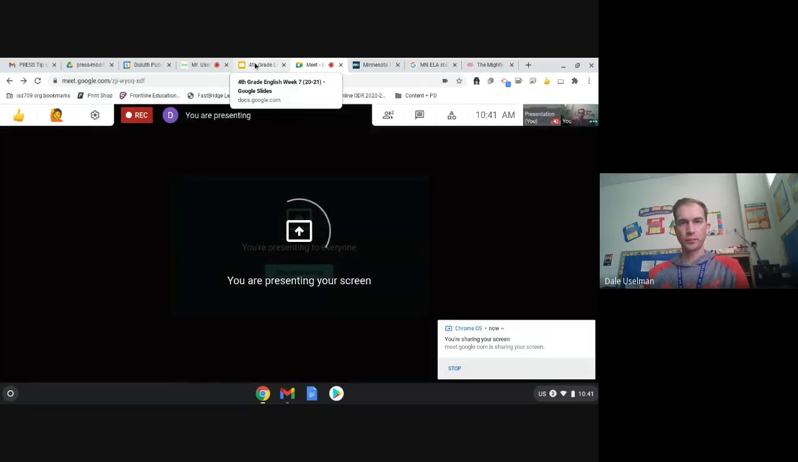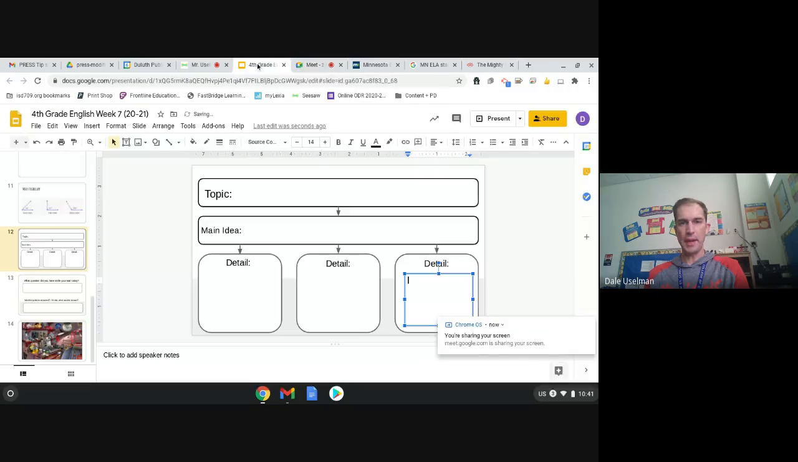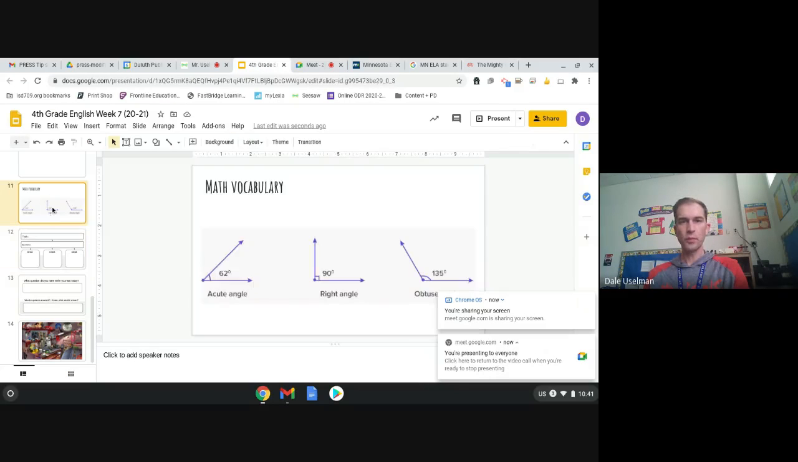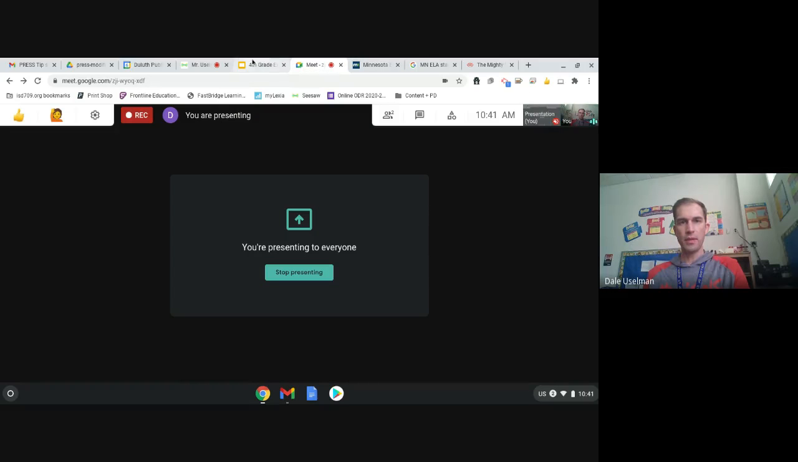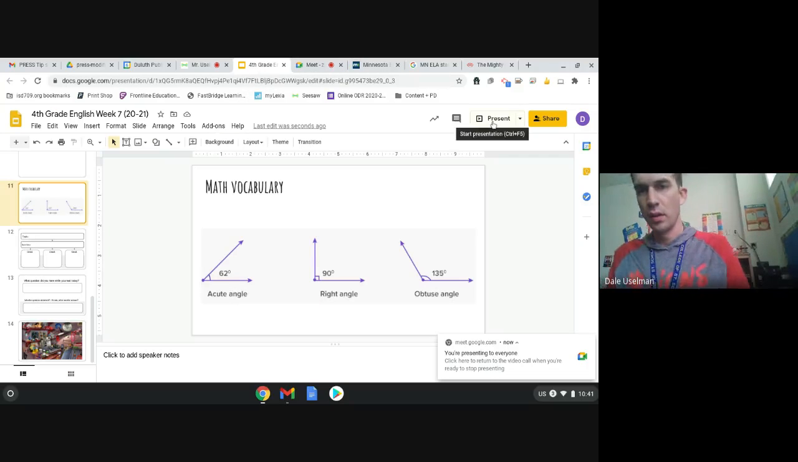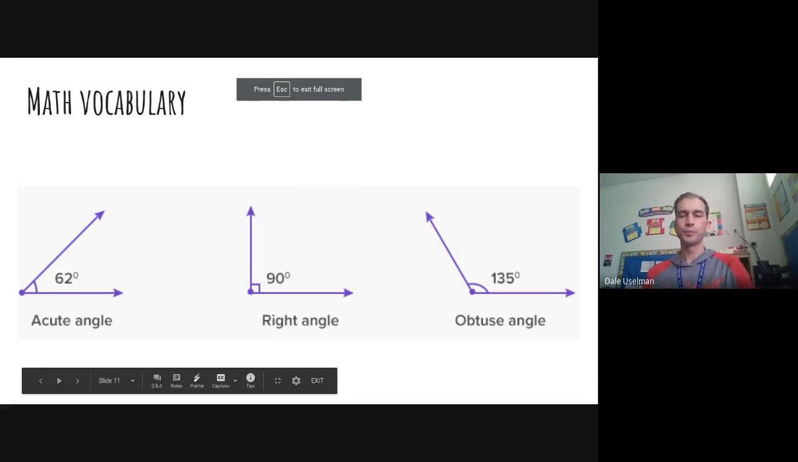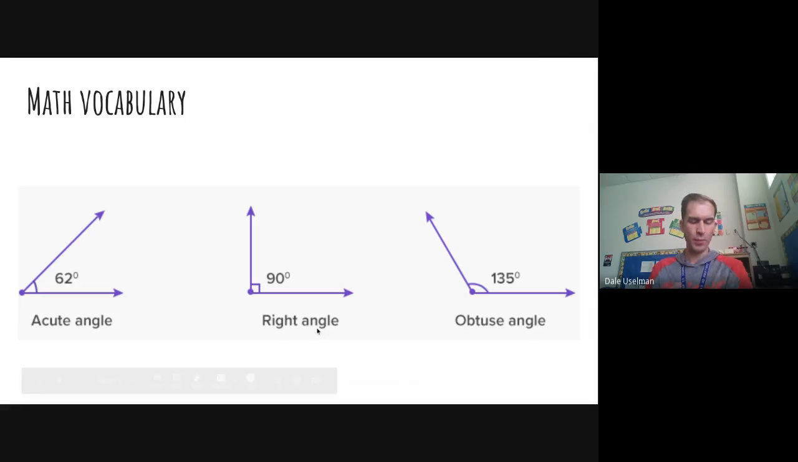So I'm going to present my screen to you, and we'll take a look at first some math vocabulary. So what we have here are angles, right? Here's the word angle, A-N-G-L-E. Go ahead and say that word angle. Awesome. And there's a very special angle that we probably have learned in math class at this point.